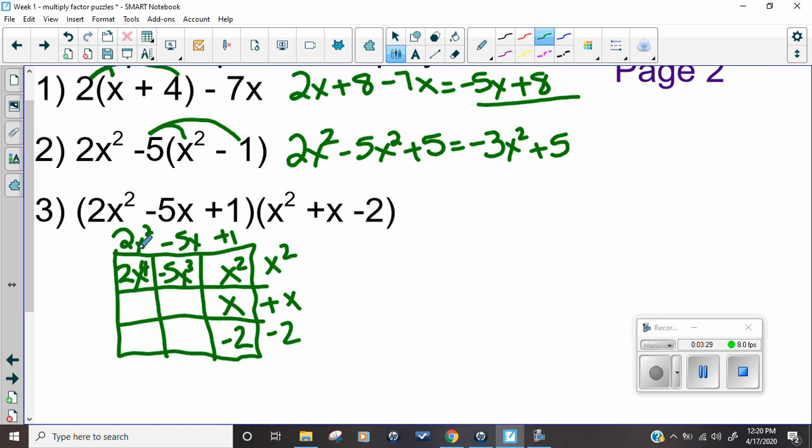You could fill them out in any order. 2x squared times x, that's a 2, and then x squared and x is x cubed. Negative 5x times x is negative 5x squared. And then negative 5x times negative 2 is 10x. And 2x squared times negative 2 is negative 4x squared.